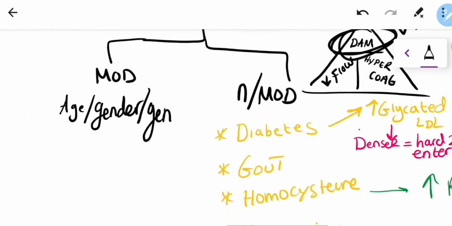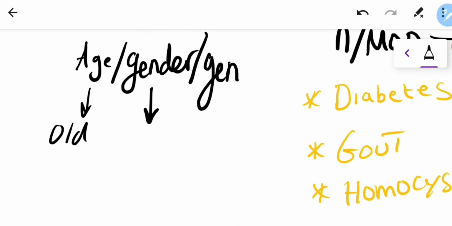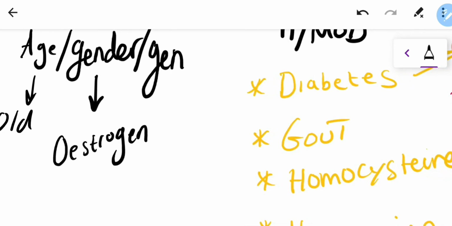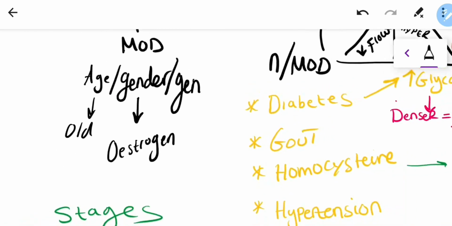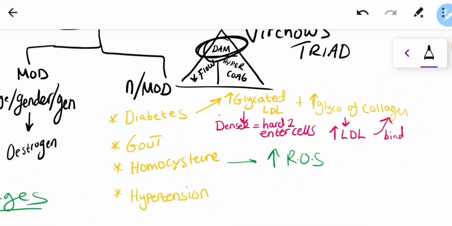Obviously, when you become older, you're more susceptible. Women have a protective factor, which is estrogen. Genetics, as we said before, is linked to familial hypercholesterolemia and other dyslipidemia types. Modifiable is the portion you want to explain yourself a little bit.